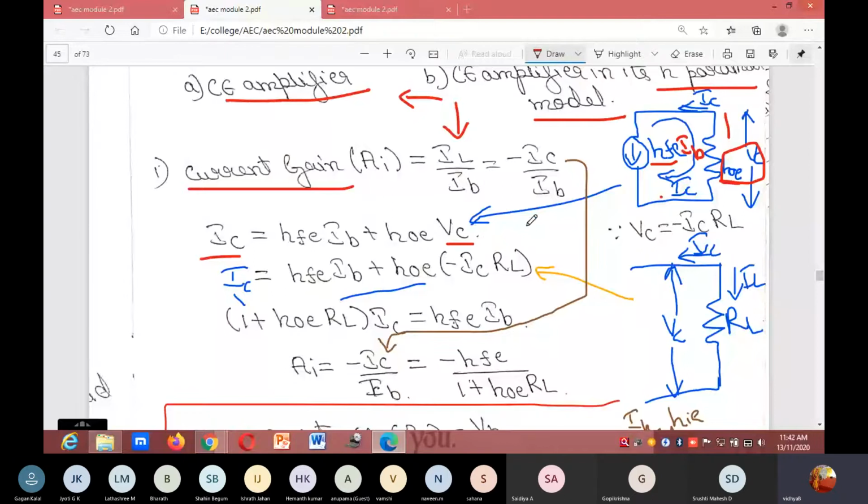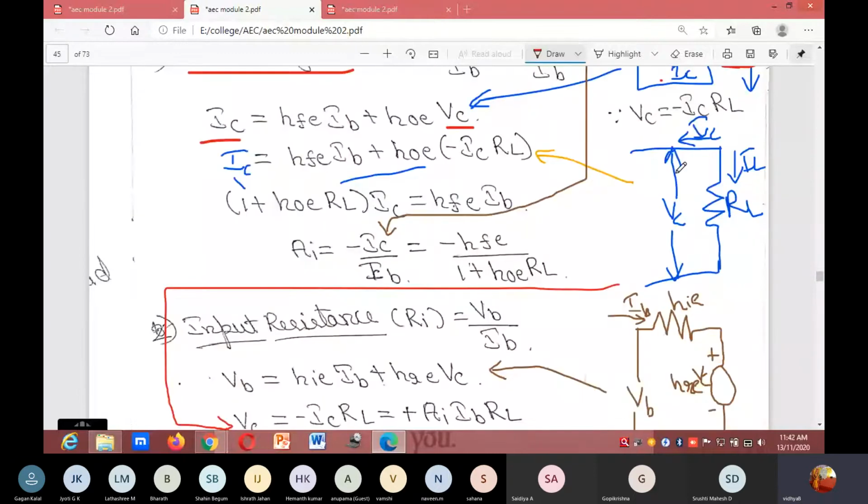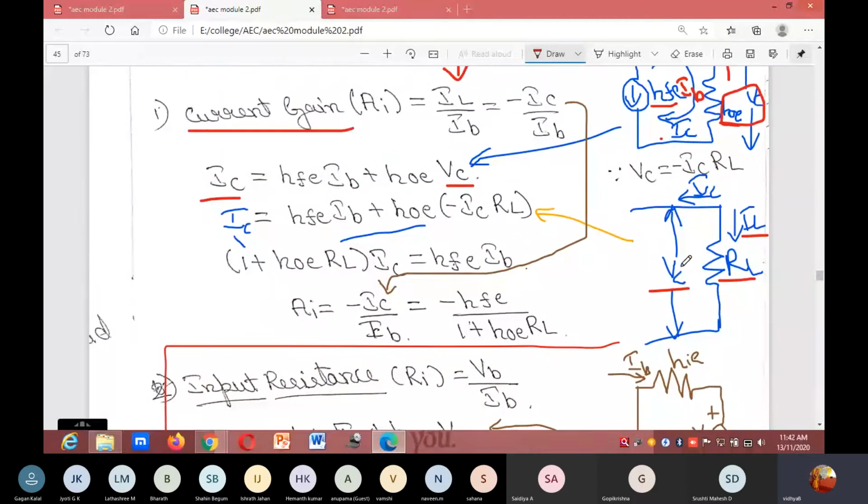So VC can be written as what? When you take only this part, the diagram has IC, IL, RL and VC. VC is equal to IL into RL, which can be written as minus IC into RL. That is what I have substituted instead of VC. When you take IC common, you get IC into (1 plus hoe into RL) is equal to hfe into IB.